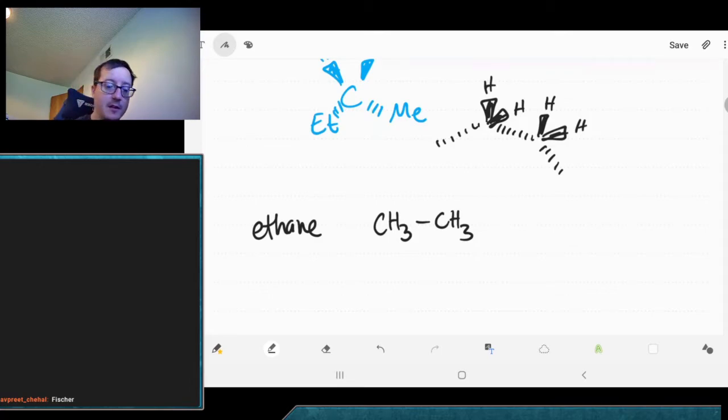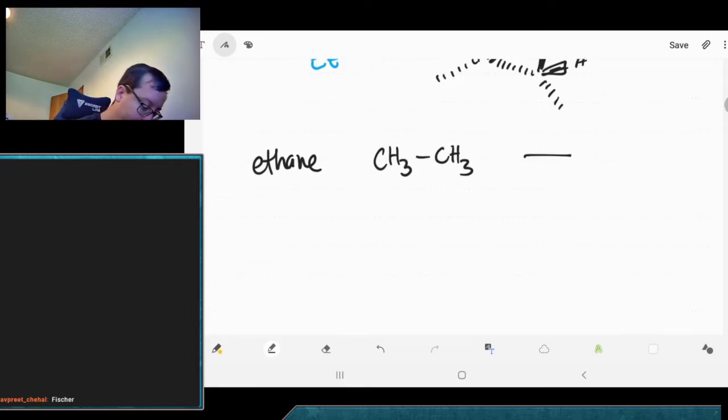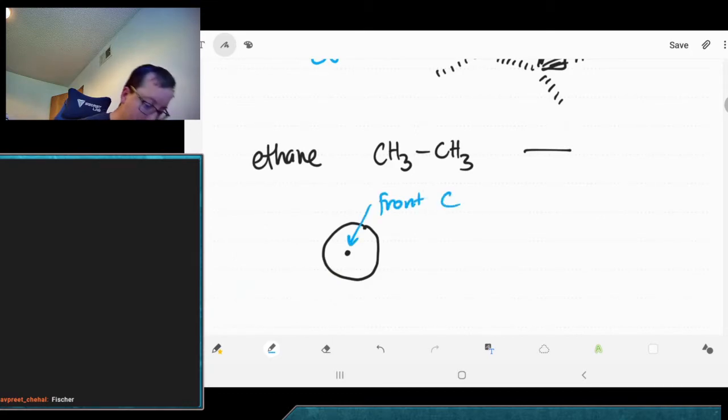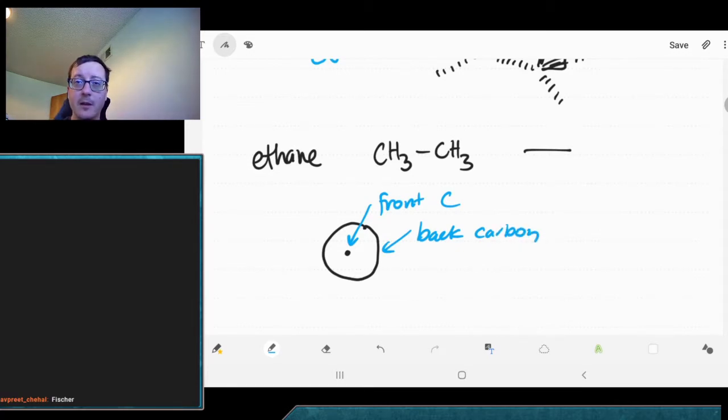If we were to draw this as a skeletal structure, there it is. A line. If we want to put this in a Newman projection, remember, in a Newman projection, we're looking at a carbon-carbon bond. In this case, there's only one. Again, this dot here is your front carbon, wherever you're looking at the molecule. This is your back carbon, a large circle, and then we're going to have things sticking out of it.